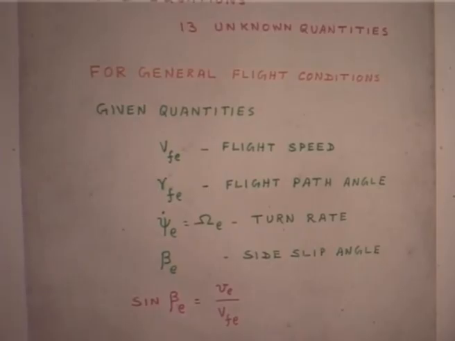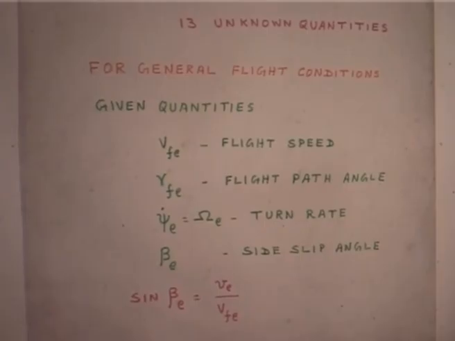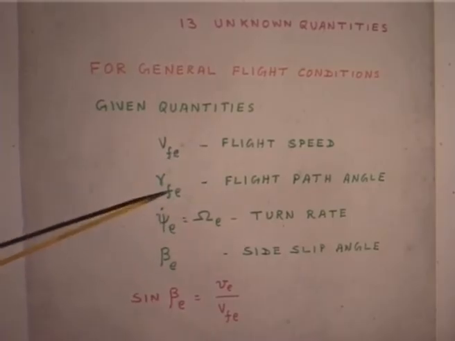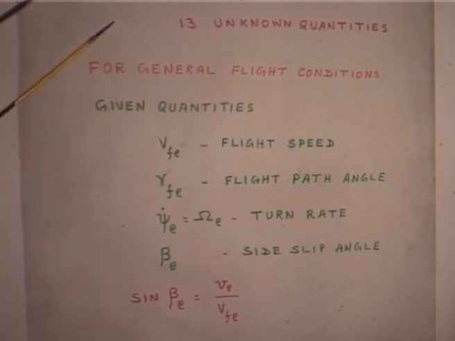The definition for side slip angle: sin beta E is VE by VFE. Please understand, now the quantities which are mentioned there are different from, except this, this is different, this is different. I don't have VFE defined there. You follow? I don't have gamma FE defined there.